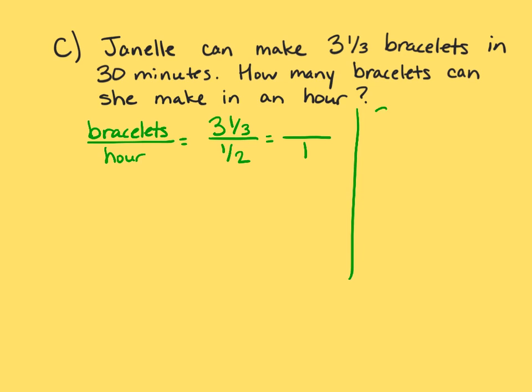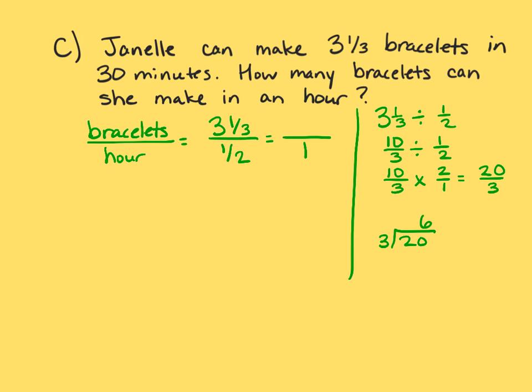So we can go to the side and say 3 1/3 divided by 1/2. Well, 3 1/3, if we go around the world, 3 times 3 is 9, plus 1 is 10, so we get 10/3 divided by 1/2, which is 10/3 times 2 over 1, which is just 20 over 3. 3 will go into 20 6 times, with a remainder of 2 out of 3. So we get 6 2/3, which tells us she can make 6 2/3 bracelets per hour.